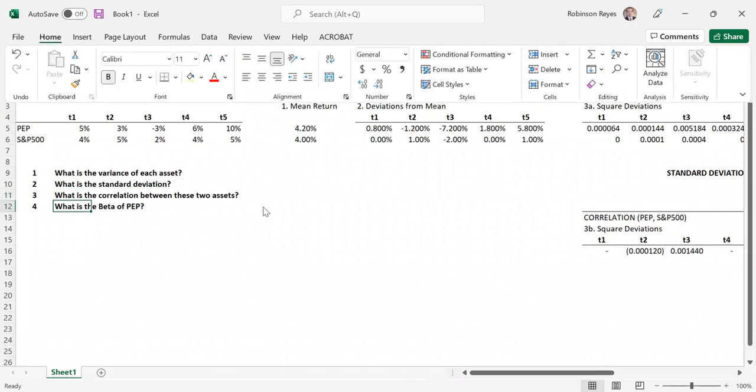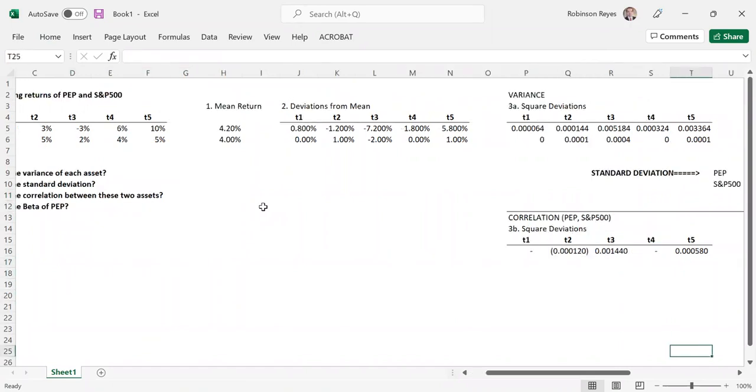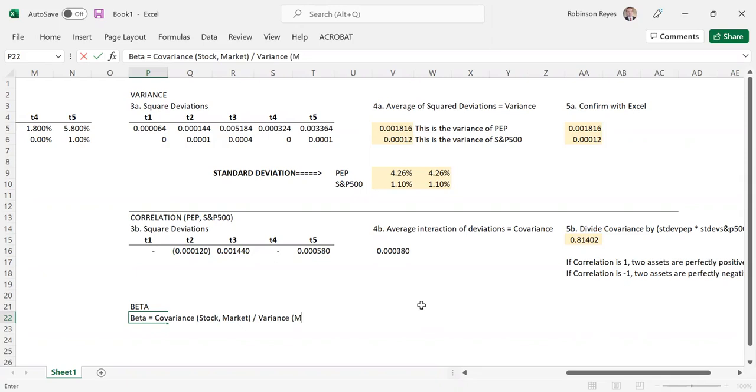I'll format this in bold because it's going to be quite simple. Now the beta, the way we calculate beta is just the covariance between an asset and the market, and then we divide by the variance of the market, right? So the way we can do this is beta, and now I'll write this quick formula here: covariance of stock and the market divided by the variance of the market. So I'm missing a parenthesis here.